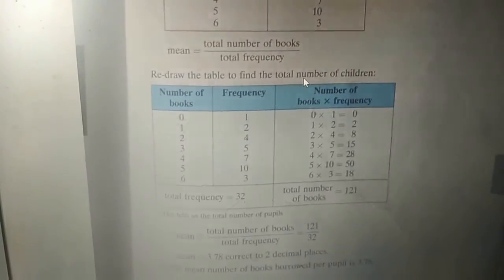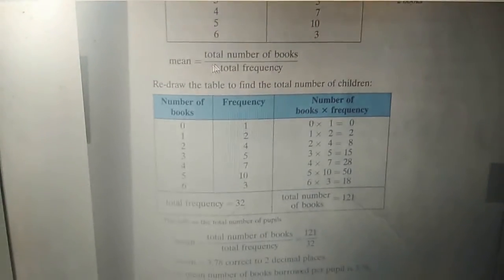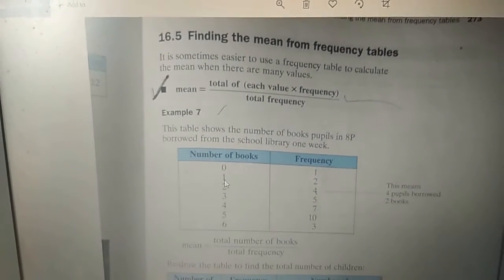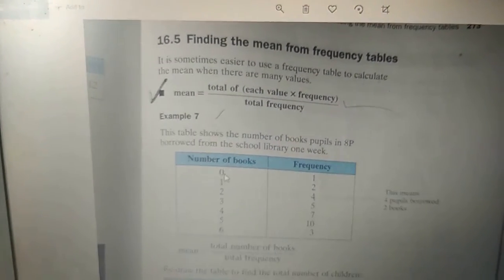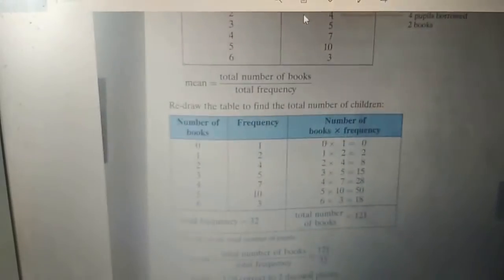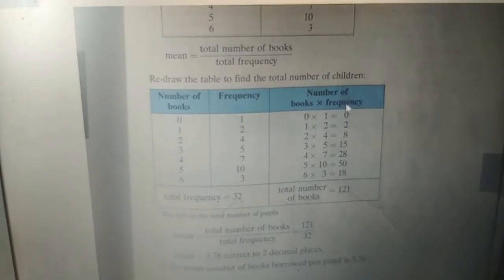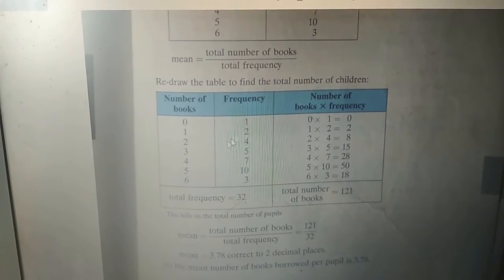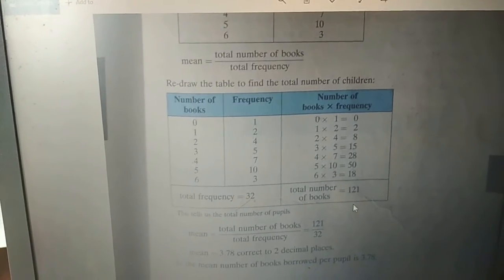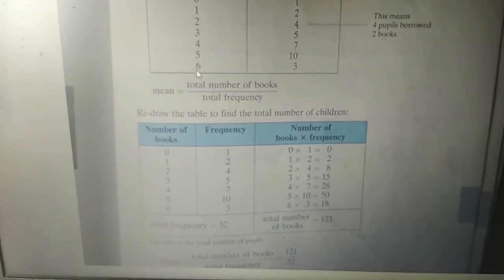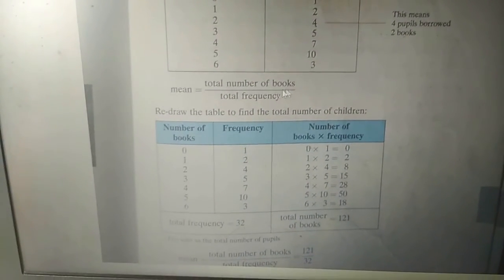Now we just need to put the values in the formula. The formula of mean is the total number of books divided by the total frequency. This formula has been derived from the total of each value into frequency. These are the each values, as I told you at the very beginning, and these are the frequencies. Only for this formula we needed the third column, number of books multiplied by frequency. We multiplied the numbers of these two columns, and from there we got the total number of books, which is 121.